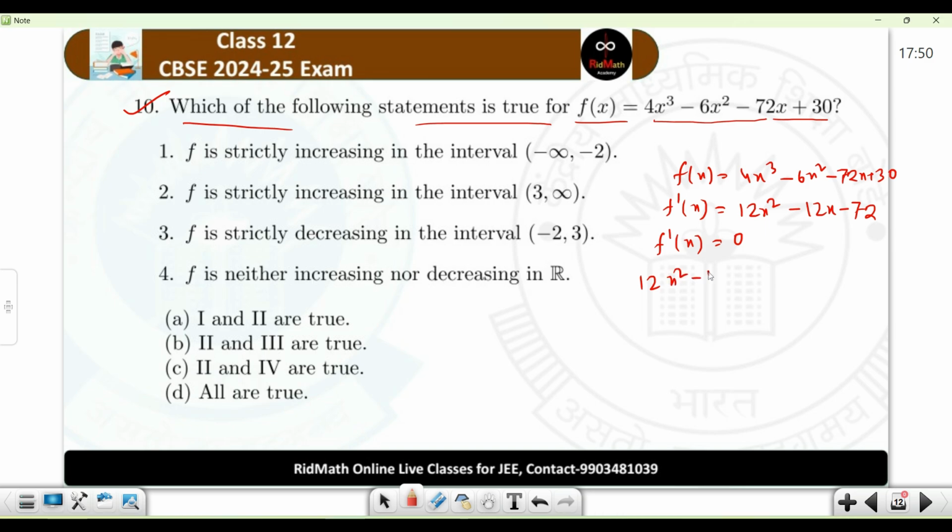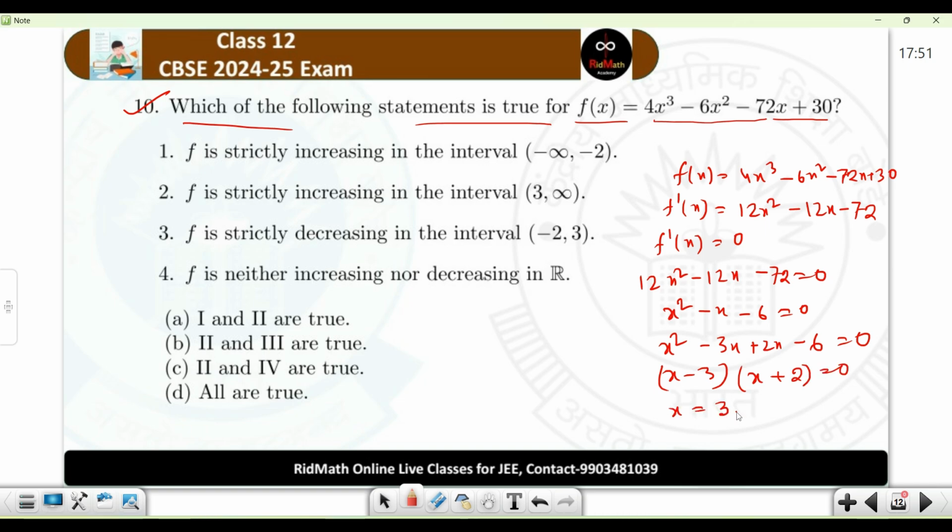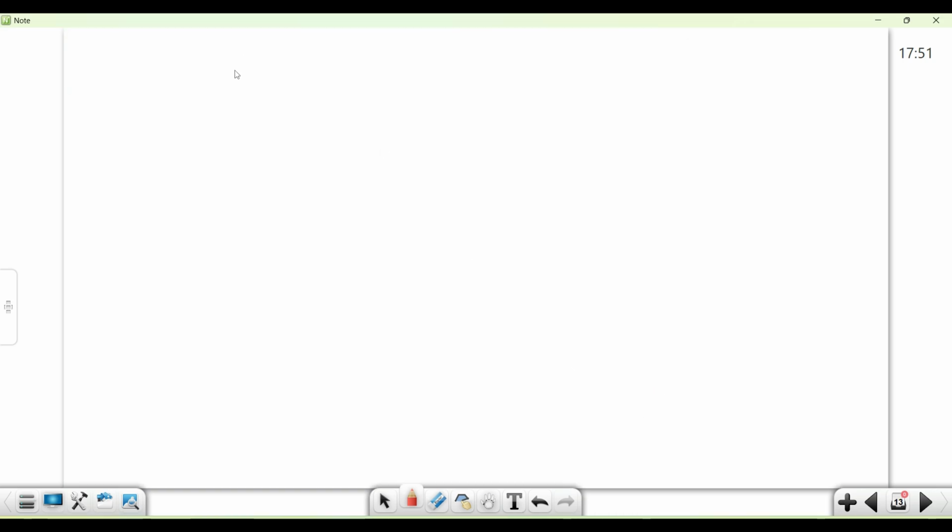So that means 12x^2 - 12x - 72 = 0. Taking 12 common, x^2 - x - 6 = 0. So this is x^2 - 3x + 2x - 6 = 0, that would give (x - 3)(x + 2) = 0. That would give x = 3 and -2. So we have got the critical points, 3 and -2. That means whether 3 has a maximum or minimum, or -2 has a maximum or minimum.